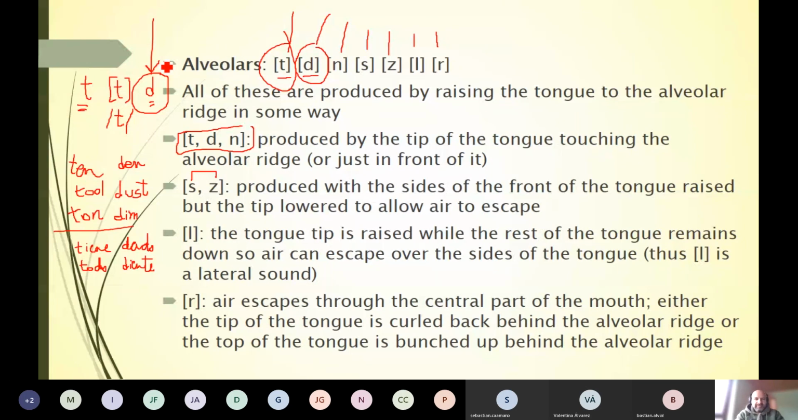Now, when we talked about alveolars, we said that in all of them, the tip of the tongue was raised towards the alveolar ridge, but they are not exactly the same. They are not exactly similar. T, d, and n could be considered one group, but s and z have some specific features that make them different. And l and r is another group that also have some specific characteristics, right?